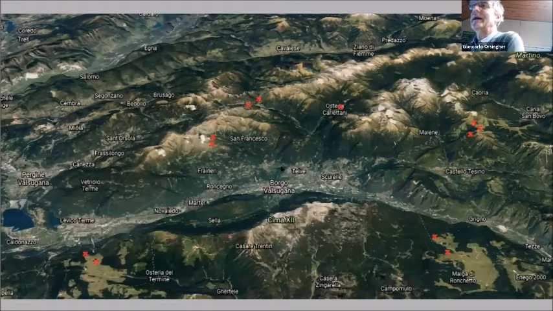In this map, I show with the red cross where 12 of these alpine farms are, and they are the 12 alpine farms that at the moment, for 2021, are involved in the project that I present to you. The project Adopt a Cow.